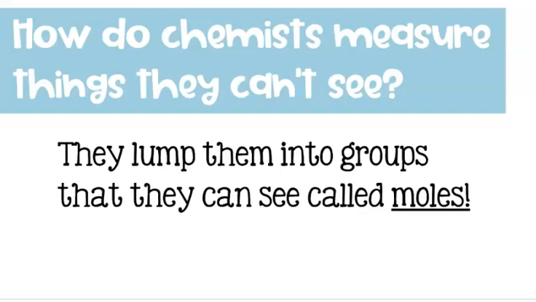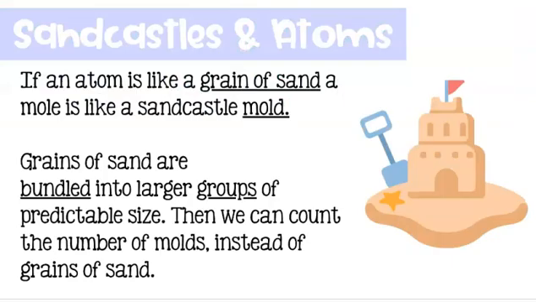So, how do chemists measure things they can't see? They lump them into groups that they can see called moles. If an atom is like a grain of sand, a mole is like a sandcastle mold. The grains of sand are bundled into larger groups of a predictable size. Then we can count the number of molds instead of the grains of sand. A lot easier and a lot less work.